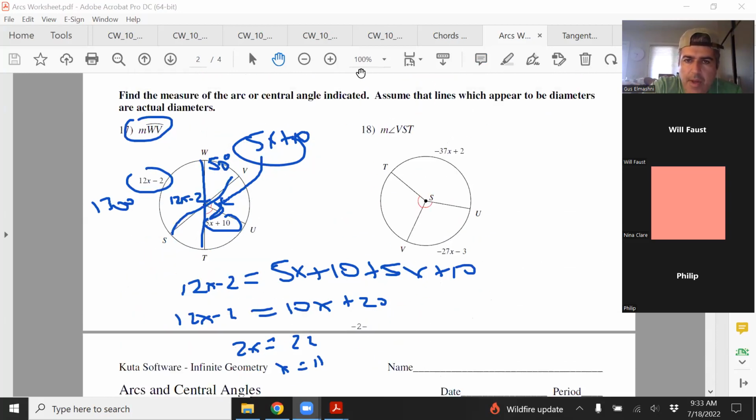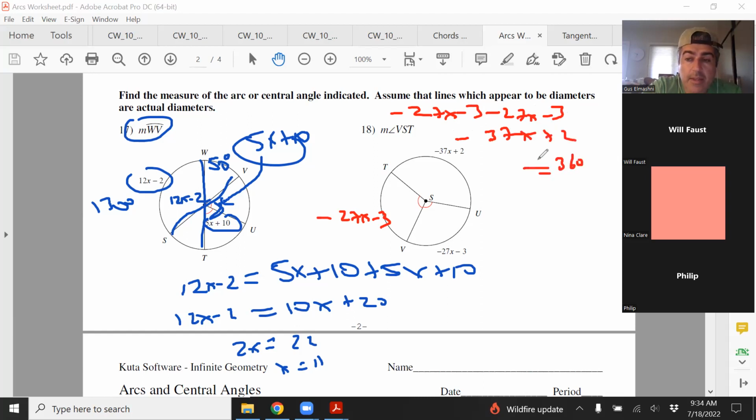So definitely these are more involved problems. Good problem solving skills being on display here to do these problems. And then angle VST, that's the same as VSU. So this is also negative 27x minus 3. And then 37x plus 2, so these are the same, obviously, arc TV and arc VU. So all those added up have to be 360, that's the full circle. Must all equal 360.